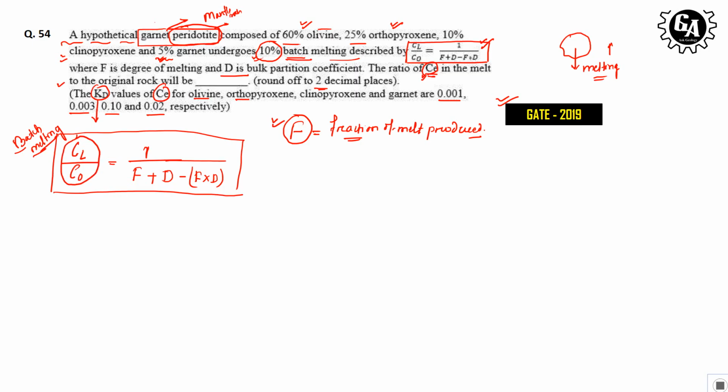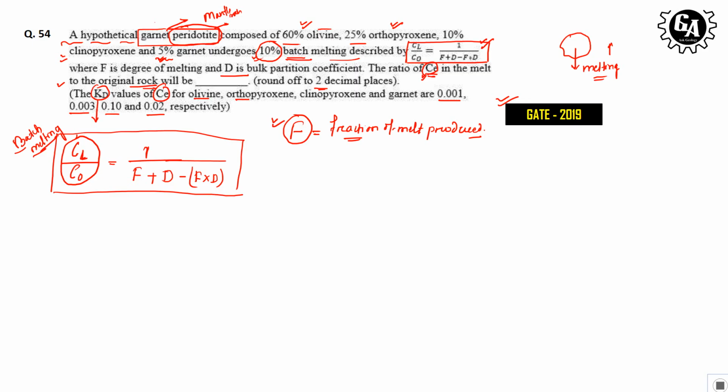The concentration of this cerium, that concentration of the trace element in the liquid, to the concentration of this trace element, in this case cerium, in the original liquid. What is the ratio? The ratio of Ce in the melt to the original rock. So this bulk partition coefficient, what is this bulk partition coefficient?